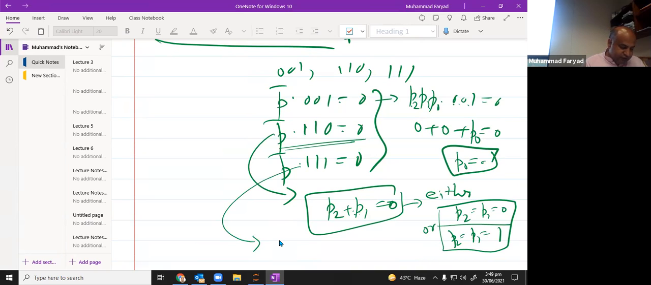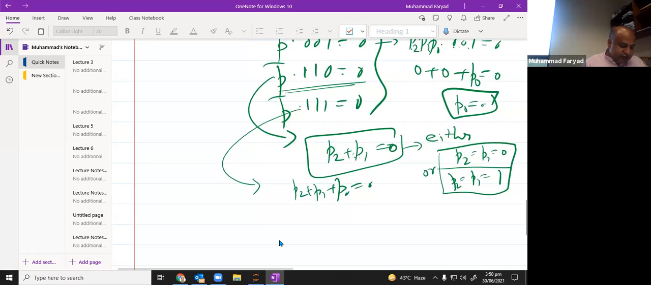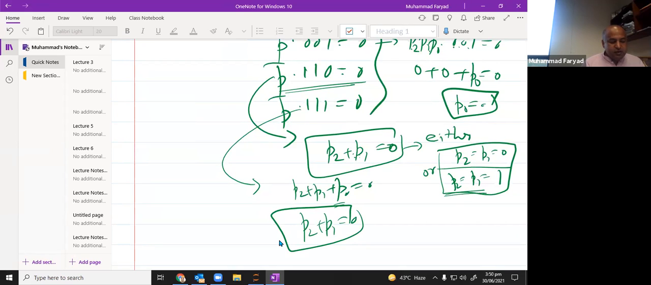This actually gives us the same equation as well, because P2 plus P1 plus P0 is equal to 0, but we have already seen that P0 is 0. So this tells us P2 plus P1 is equal to 0. Again the same conclusion, that it is possible that the function is a 2-to-1 function. So we have this P string as 1, 1, 0.